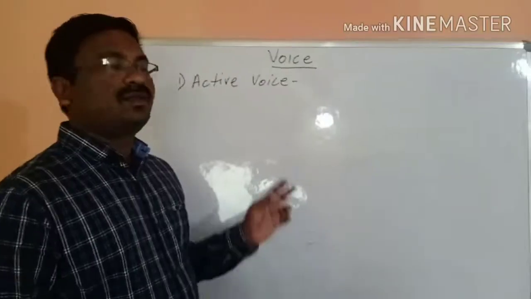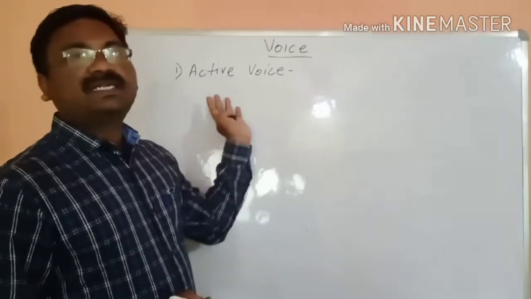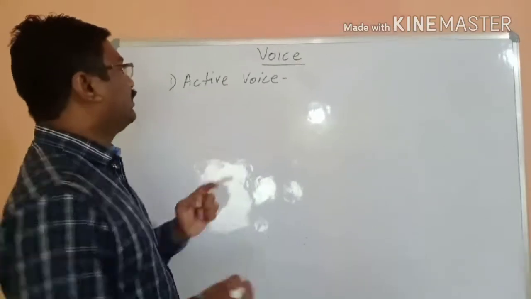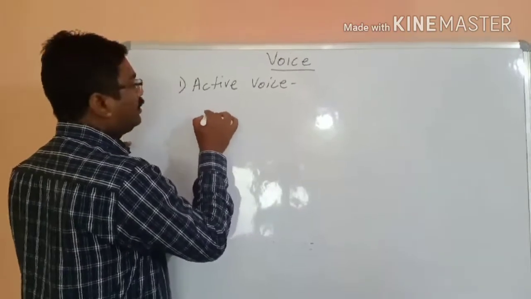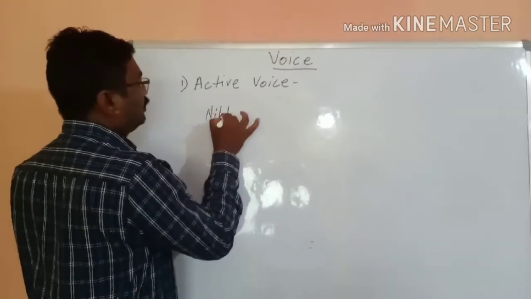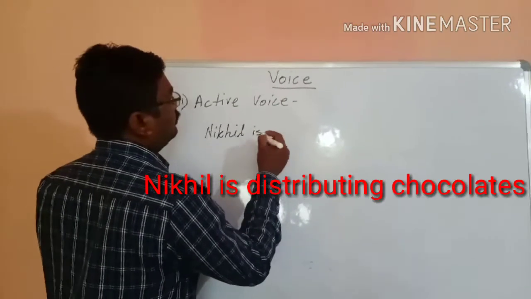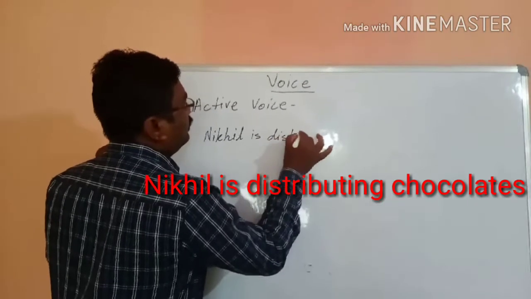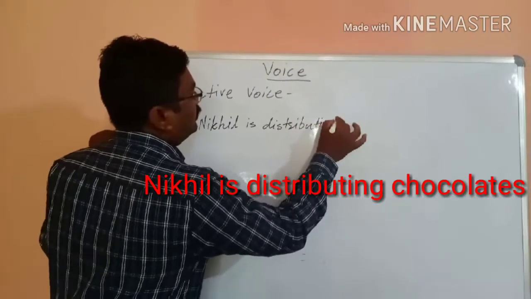Okay. So let's begin with active voice. What is active here? Subject is active in this sentence. So that is called active voice. One example we will take first of all before the definition. Suppose Nikhil is celebrating his birthday. Nikhil is distributing chocolates.